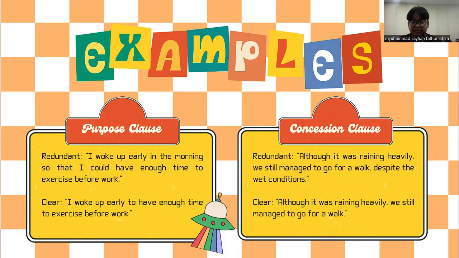And now the concession clause. "Although it was raining heavily, we still managed to go for a walk despite the wet conditions." The clear one is "Although it was raining heavily, we still managed to go for a walk." This is more of a concession because, as you can see, it's raining heavily, and people would think you cannot walk because of the rain, but we still managed to go for a walk. That's a very simple strategy to eliminate words so it's not redundant.